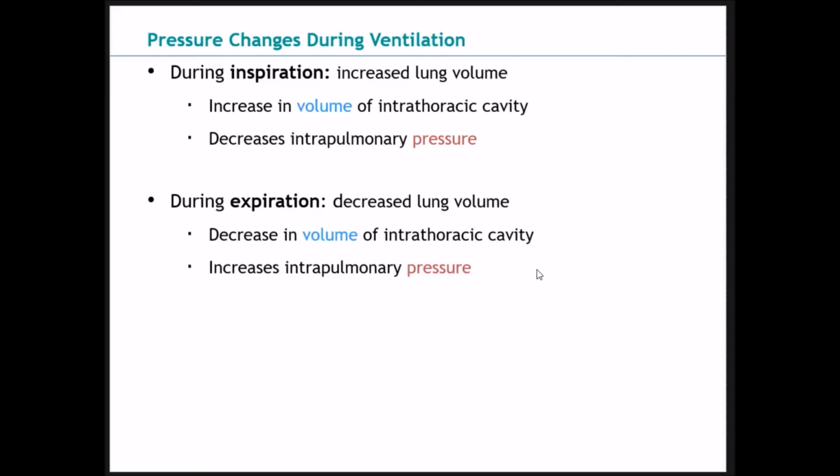So what you want to understand is there's an inverse relationship between volume and pressure. Decreased volume equals increased pressure. Increased volume means there's more space in the cavity for those air molecules to move.